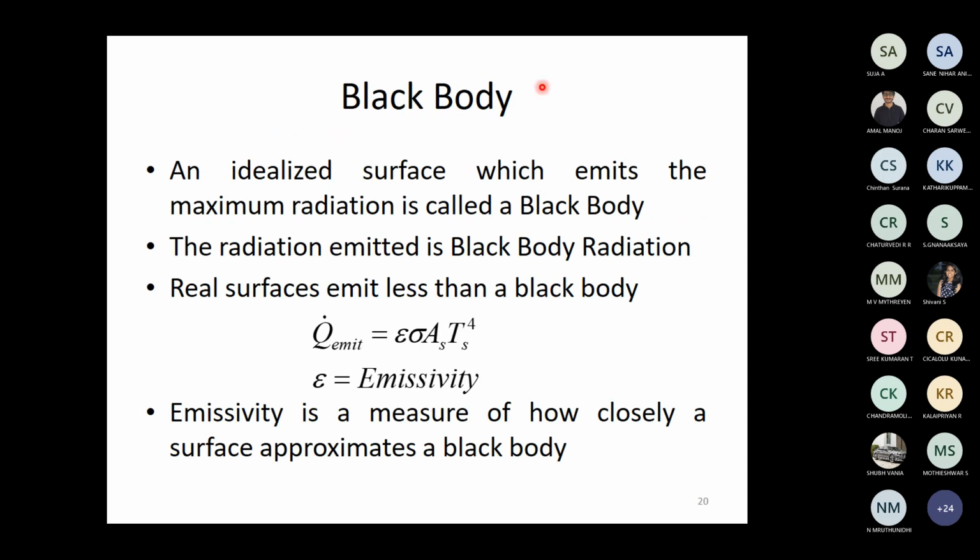Now coming to the black body. Black body is a concept introduced in radiation to idealize a surface which can emit the maximum amount of radiation. So an idealized surface which emits the maximum radiation is called a black body. So the radiation emitted is black body radiation, and the real surfaces which are not black emit less than a black body.